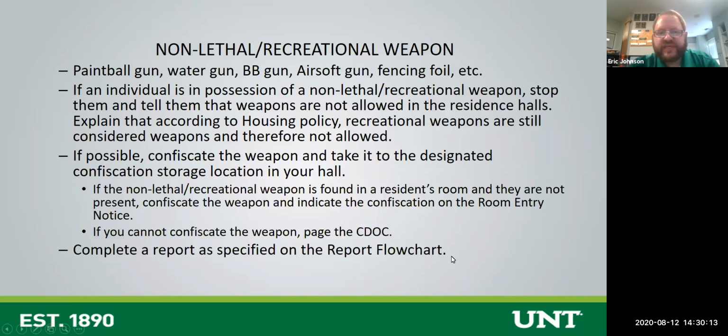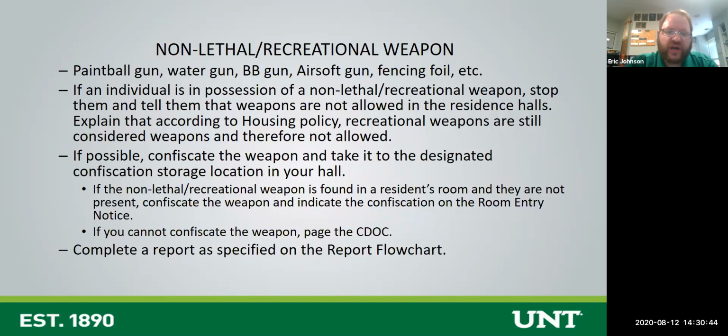Okay, so if you see a non-lethal recreational weapon, AKA a paintball gun, or anything on the list we just went over, and the individual is in possession of the weapon at the time, stop and tell them that weapons are not allowed in the residence hall. Explain that according to housing policy, recreational weapons are still considered weapons and therefore not allowed. At that point, they can turn around and go out of the space, or if possible, confiscate the weapon and take it to the designated confiscation storage area for your hall.